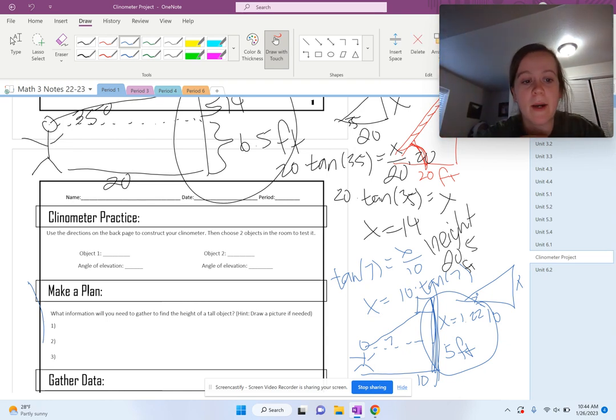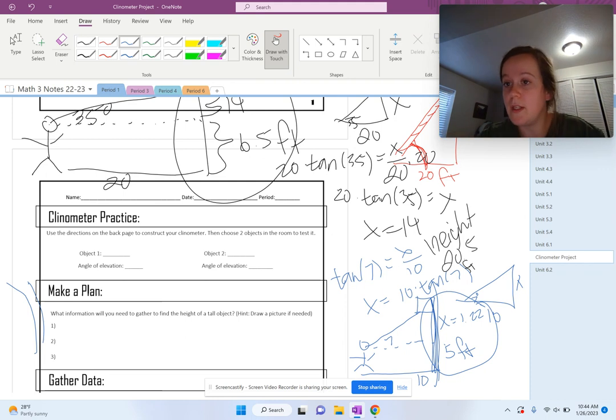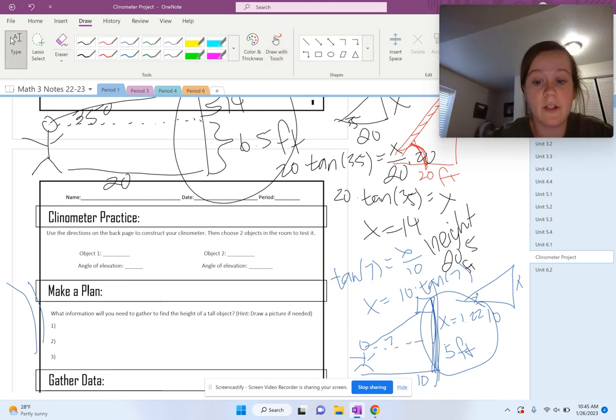So for this first clinometer practice, you're going to pick 2 things in the classroom to do that for. Make a plan. Hopefully you can see the things that you need to know. Drawing a picture will help. First, how tall are you? It's good to know. You need to know your angle of elevation, and you need to know how far you are from the object. Those are all the things you're going to need to gather.